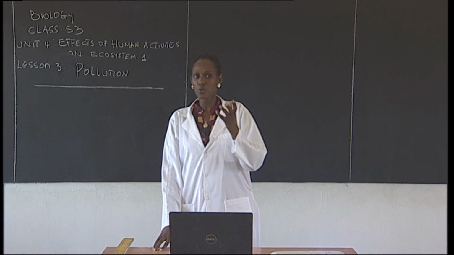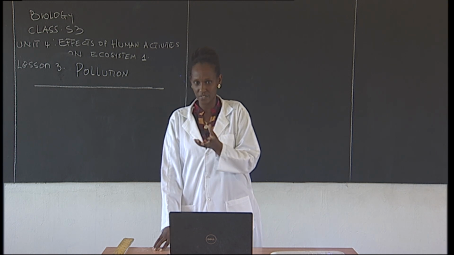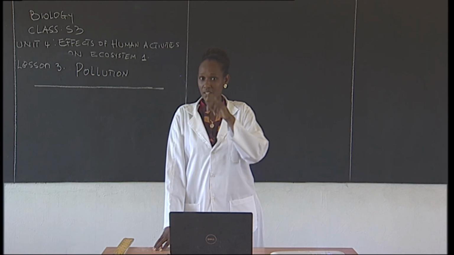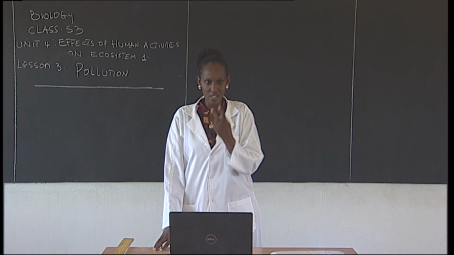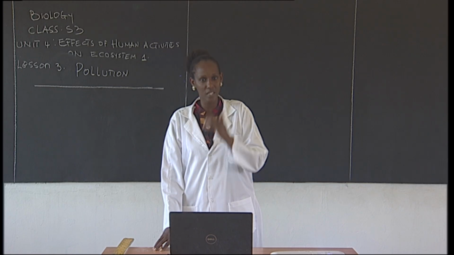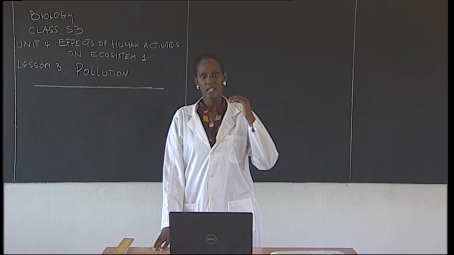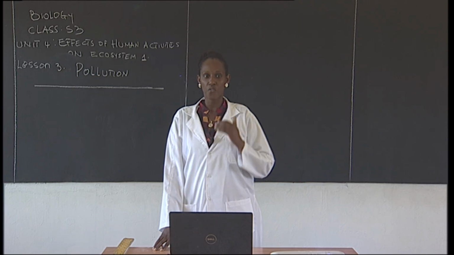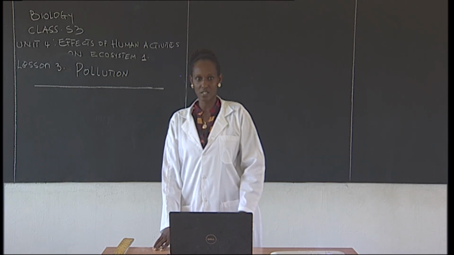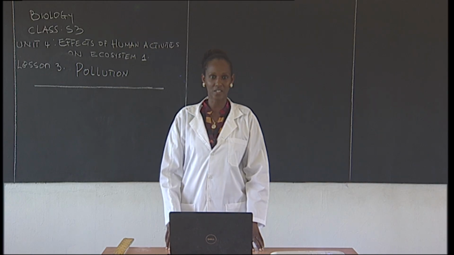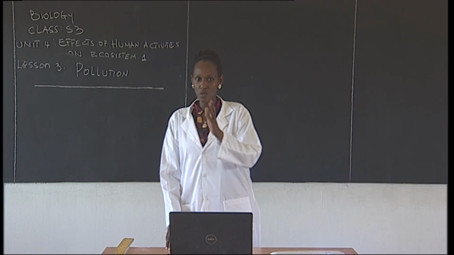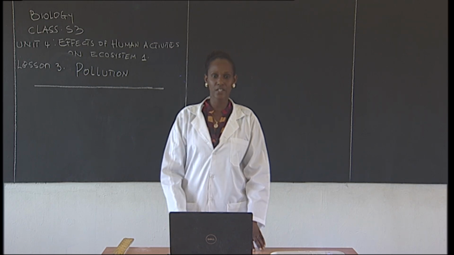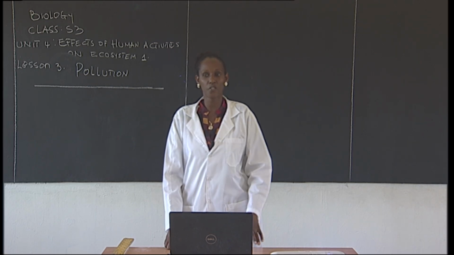So still we're going to look at the effect of human activities. I always tell you when you see ecosystem 1, remember there is ecosystem 2. In ecosystem 1, we emphasize the negative effects. In Unit 4, we emphasize the negative effect of human activity on ecosystem. Remember, there are also positive effects. So whenever you see 1, it means we're emphasizing the negative effects. It is a continuation of the previous lesson.